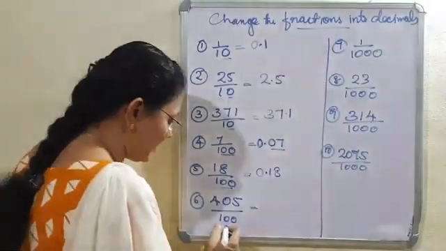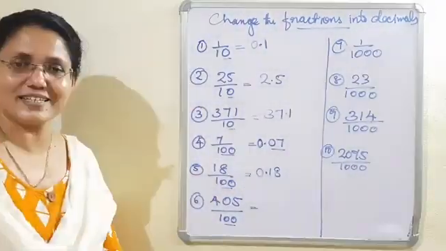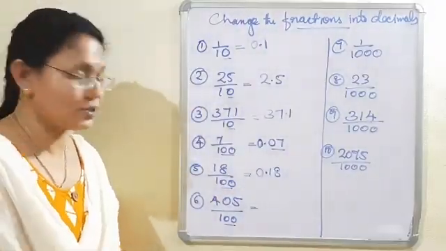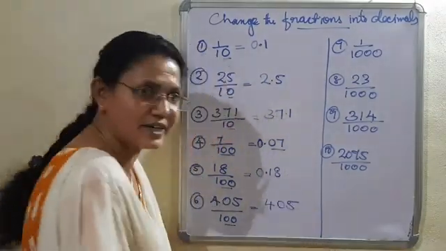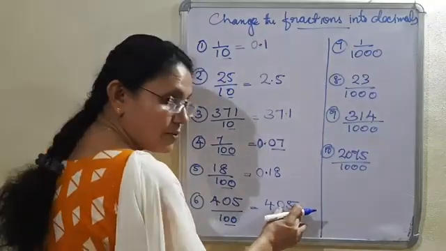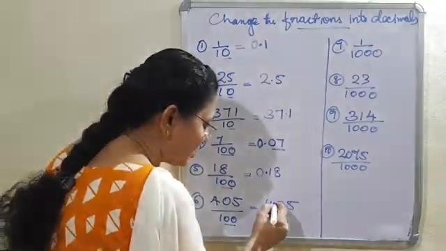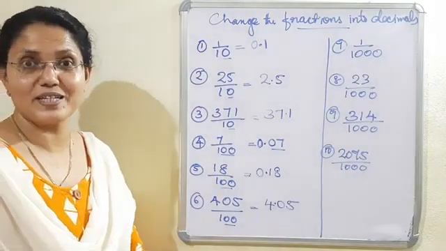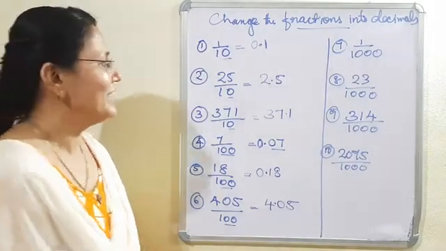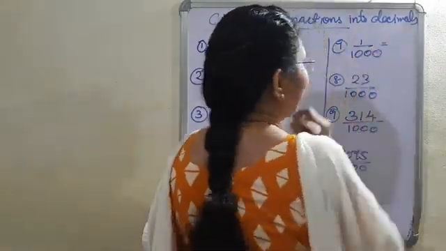Next, 405 divided by 100. Here also 2 zeros, so 2 decimal places should be there. I am writing the numerator 405. Leave 2 digits from right to left, then put the decimal point. Here the decimal form is 4.05.